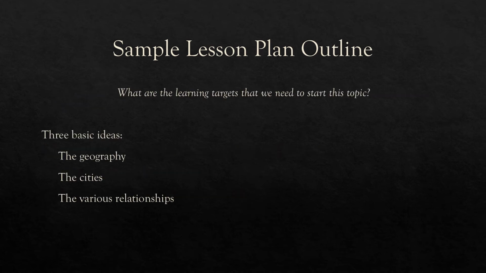So the first thing was, what are the learning targets that we need to start this? And really, once you write out that statement, it's pretty much right there. Students need to know the geography. So what are the geographical features? Second, the cities. We've got to talk about the cities. We're trying to make a connection between the geography and the cities. So they need to be able to recognize some aspect of the geography and some aspect of the cities.